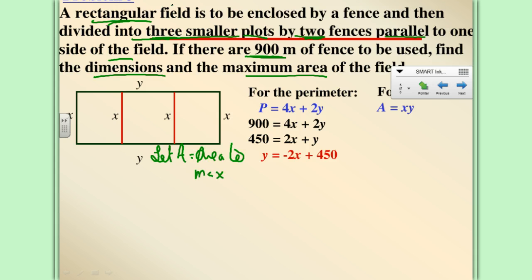And so now, again, you're stuck with that problem of two variables. We've done it 2 or 3 times. You use the perimeter to substitute another variable in to define another variable. So now your area is x times (-2x + 450). Okay? And once again, that's it.